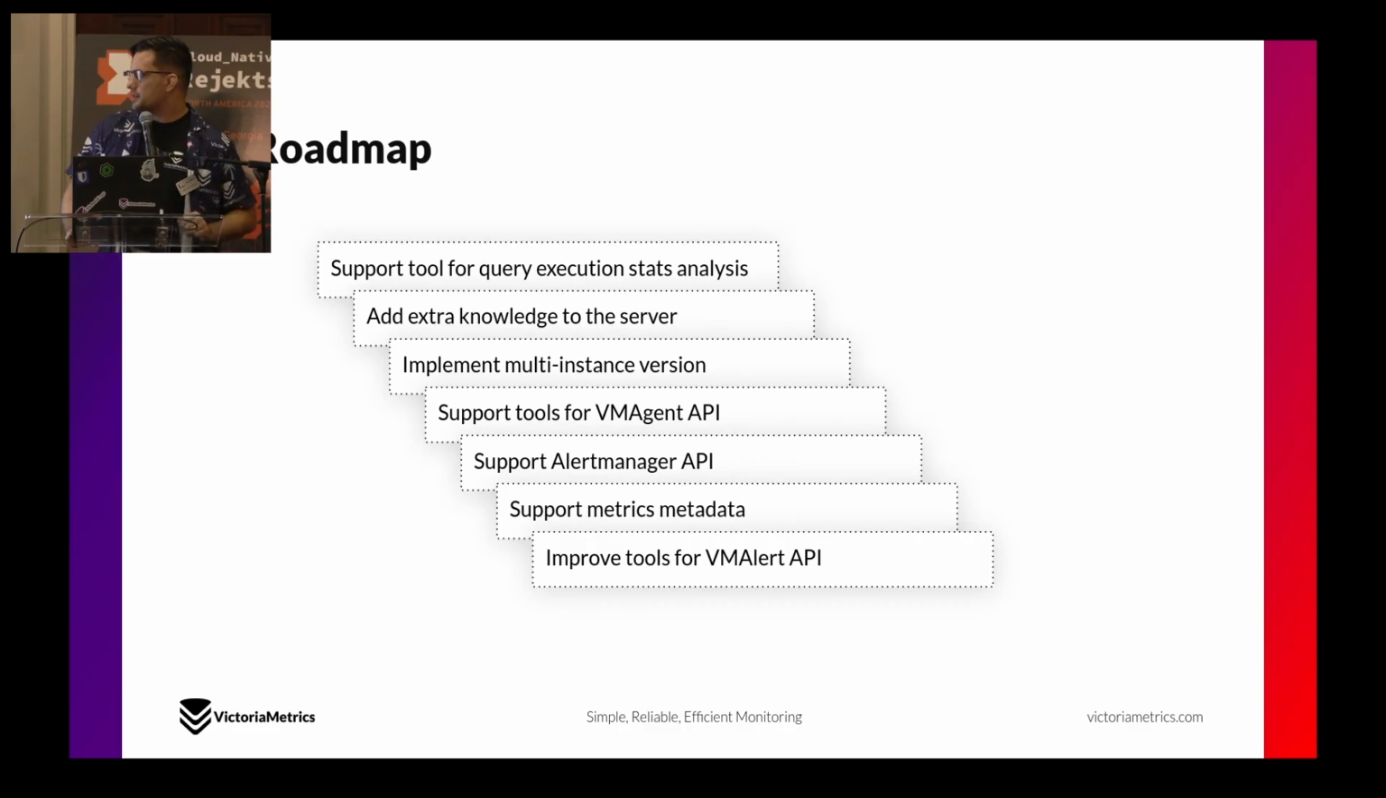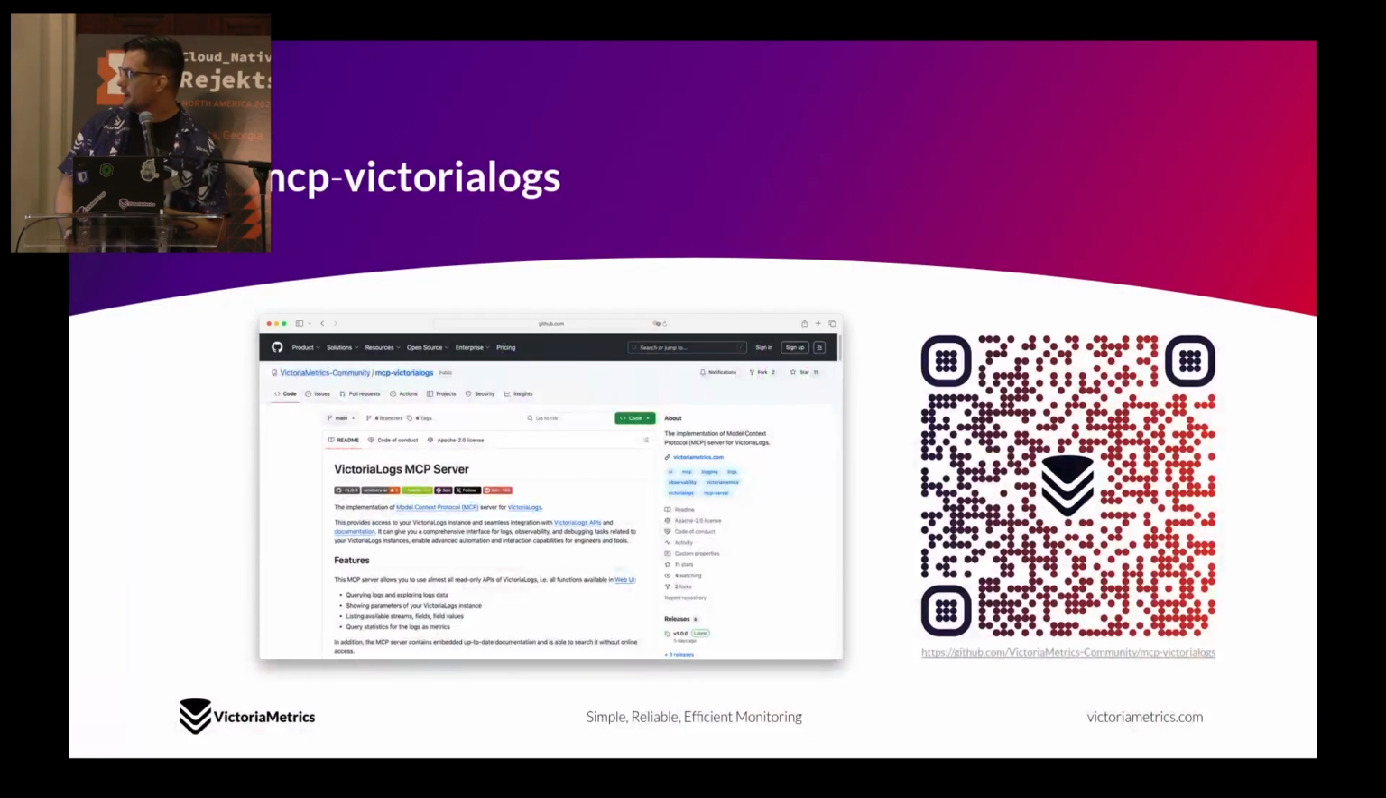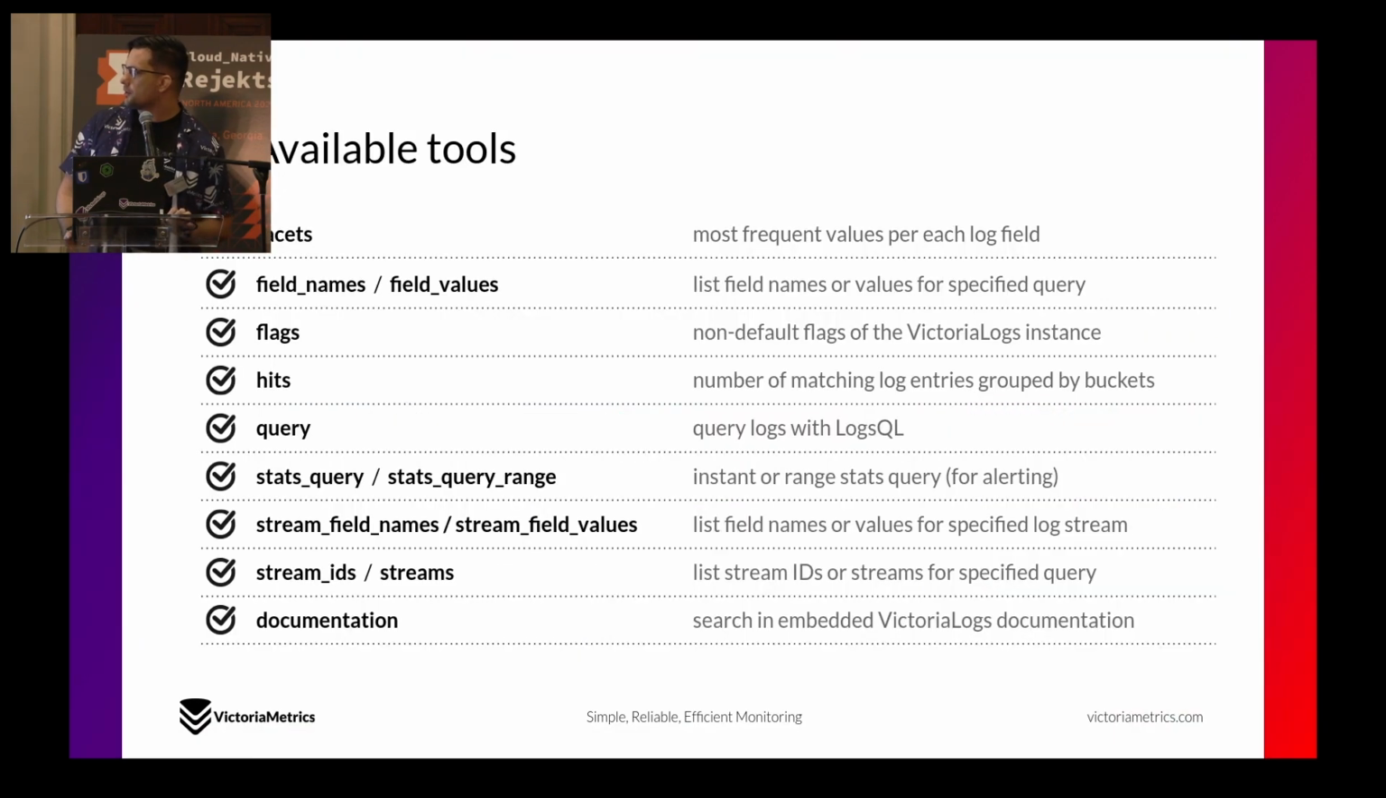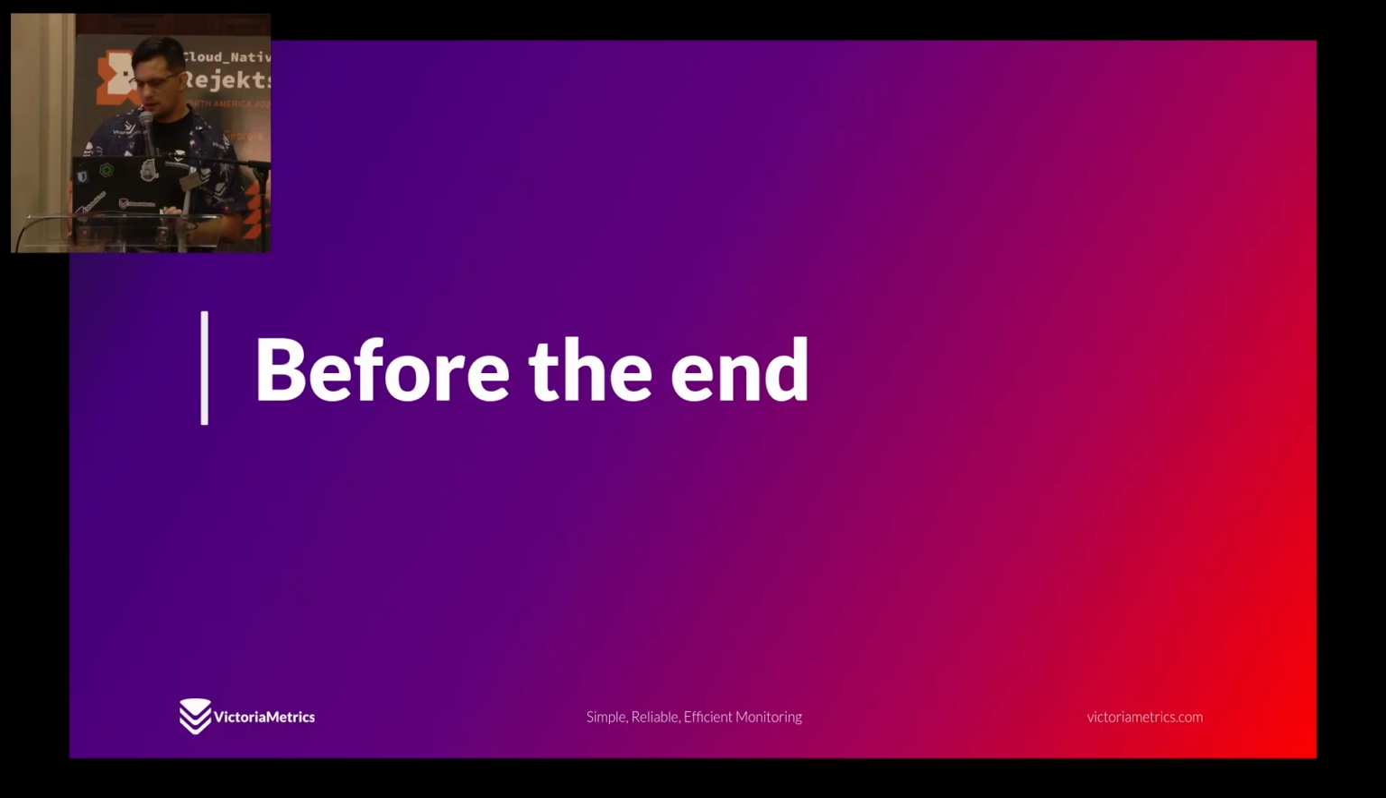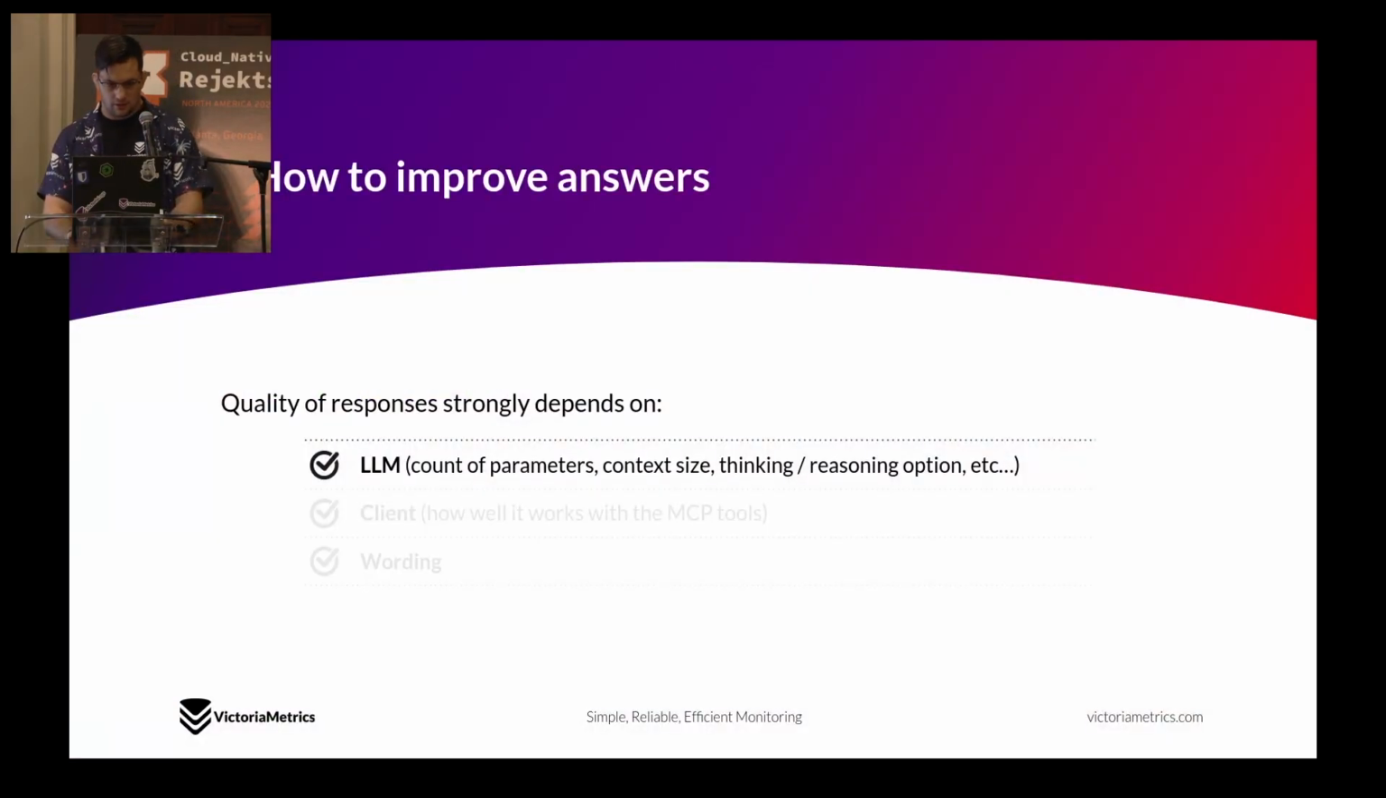Another thing we would like to do is support metrics metadata, so that way you can get more reliable tool calls for things like I showed before with the Synapse server. Again, there's also an MCP server for Victoria Logs. That is the list of different tools that it supports.